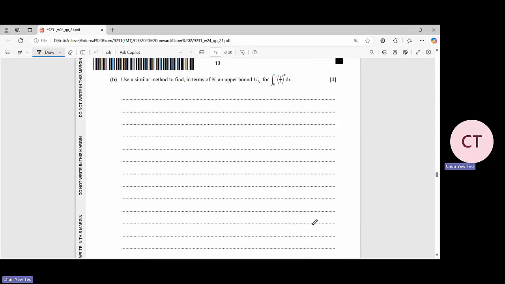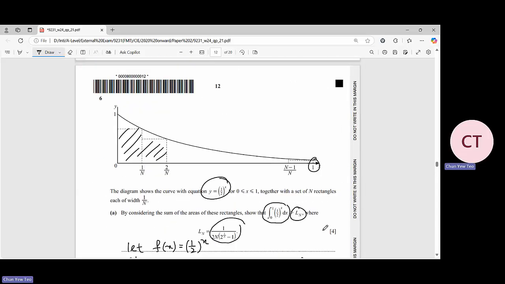They want you to use a similar method to find the upper bound. Okay, so for the lower bound, it will be upper bound. Sorry, it will be the same method, but this time for your triangle, you need to choose the higher triangle. So to choose the higher triangle, you will need to start from the rectangle here. This is the rectangle.